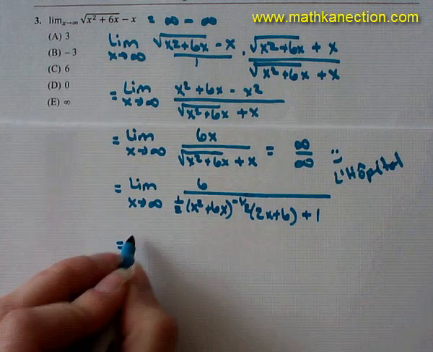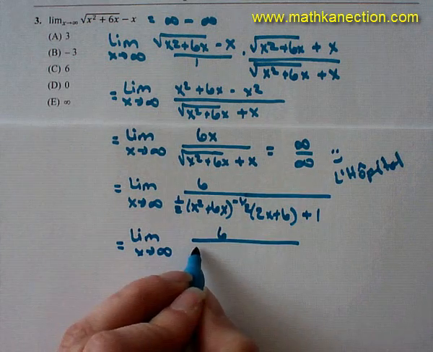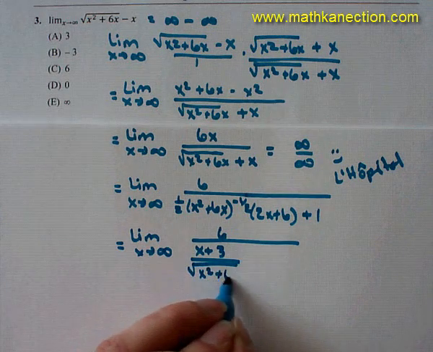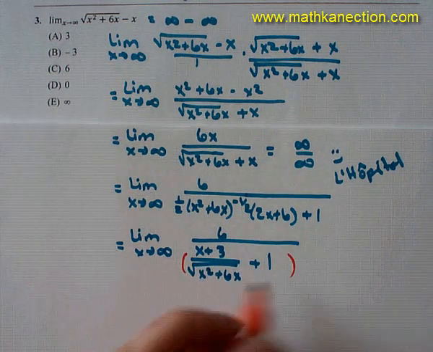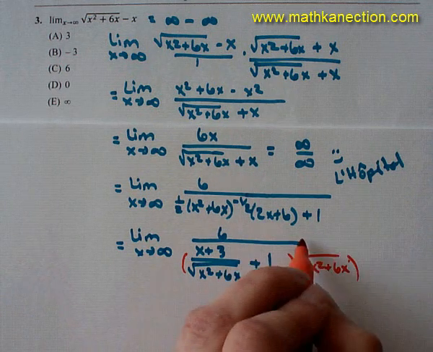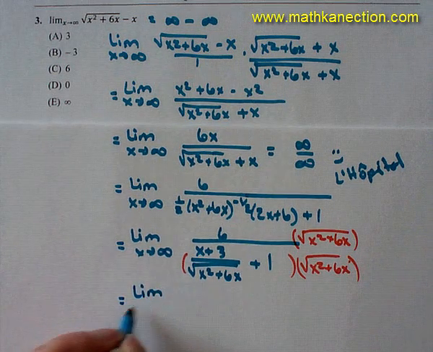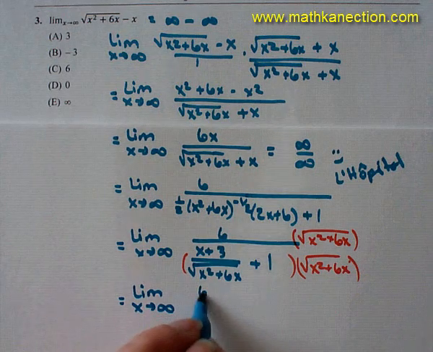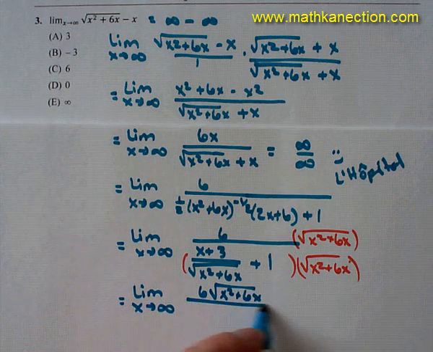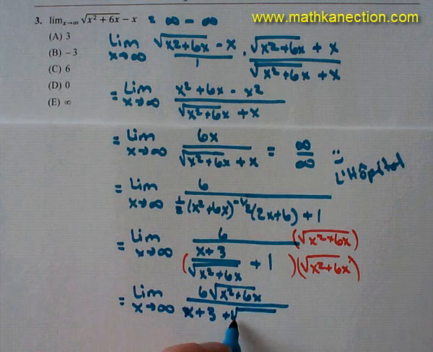and then plus 1. Rewriting to have the limit as x approaches infinity of 6 over x plus 3 over the radical x squared plus 6x, and then plus 1. Multiplying by the radical x squared plus 6x in both the denominator and the numerator to simplify the problem, we have the limit as x approaches infinity of 6 radical x squared plus 6x over x plus 3 plus the radical x squared plus 6x.